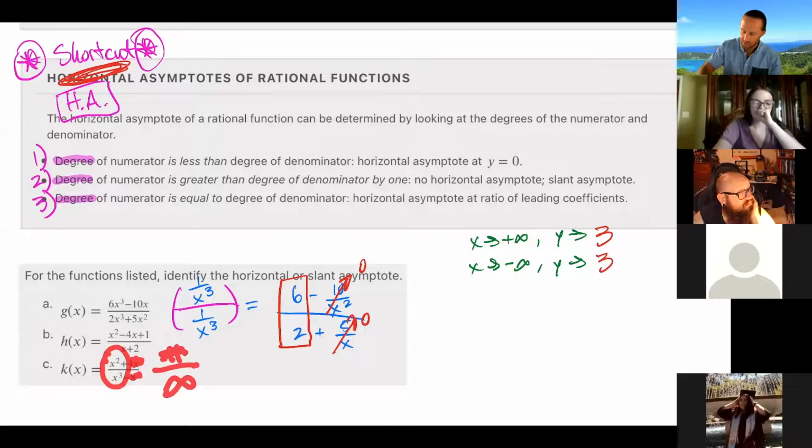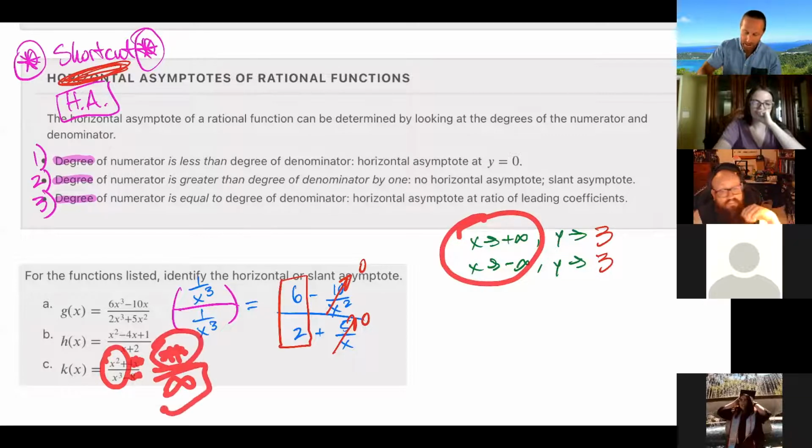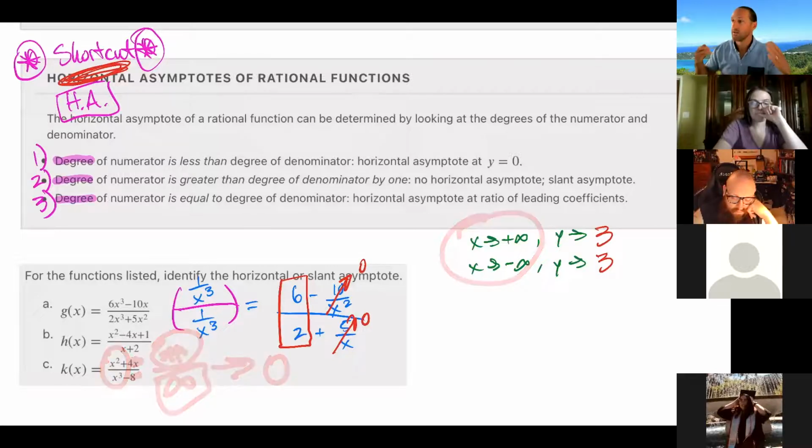It's going to also approach that positive or negative infinity, but on bottom now. And we said what happens when you have a number divided by a really, really big number? It approaches what? It gets close to what? 0. Excellent. There's your shortcuts.